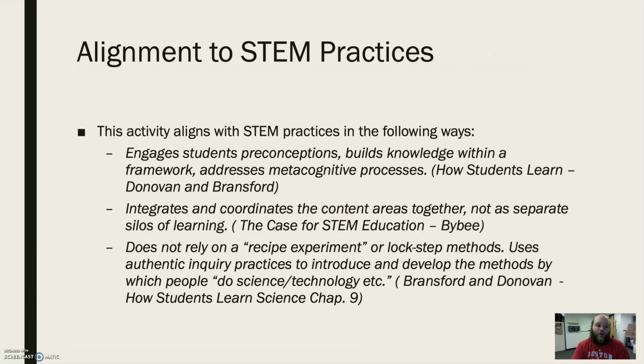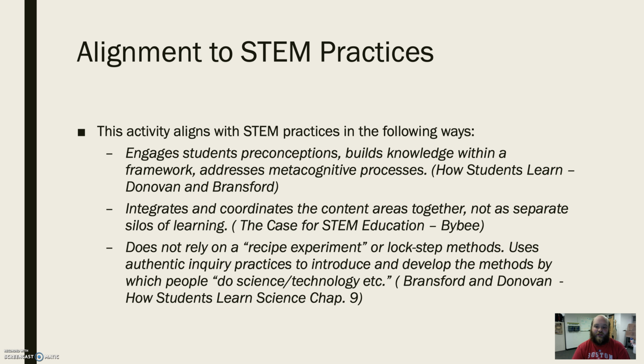So, alignment to STEM practices. This activity aligns with STEM practices in the following ways. It engages students' preconceptions, builds knowledge within a framework, and addresses the metacognitive processes. That's pretty much the third sheet, the open-ended questions. And I aligned that specifically with how students learn, from Donovan and Bransford.